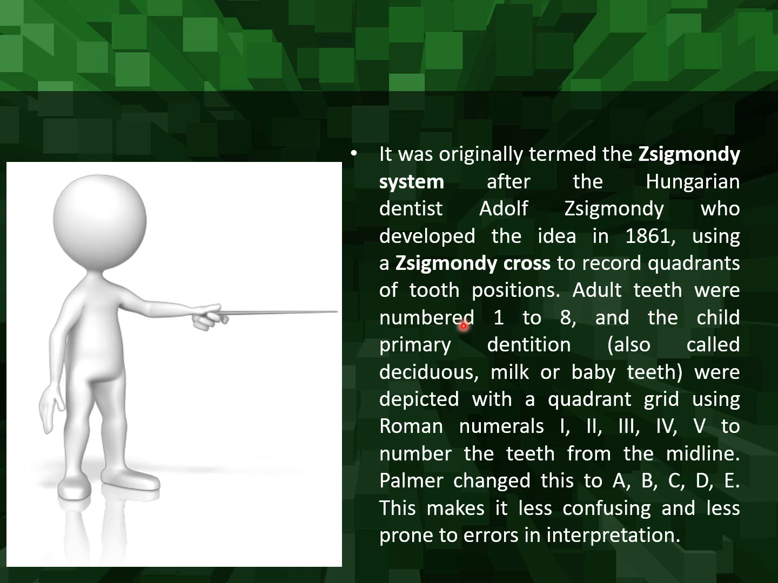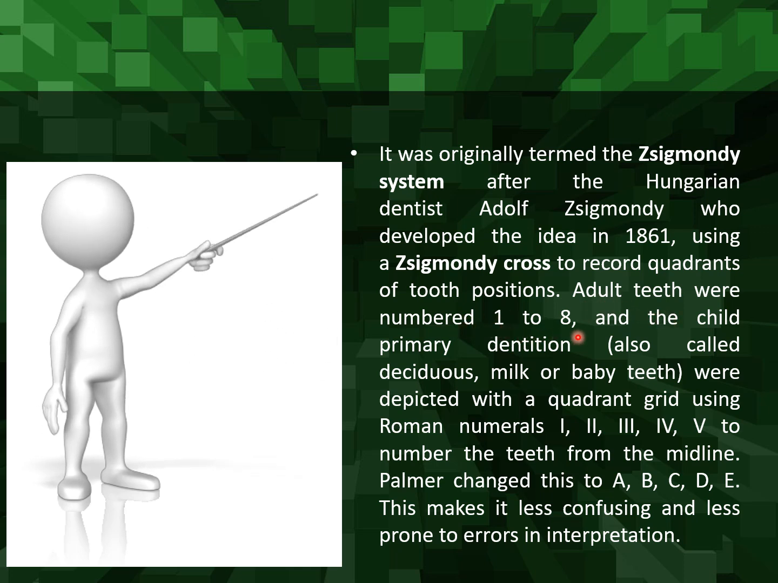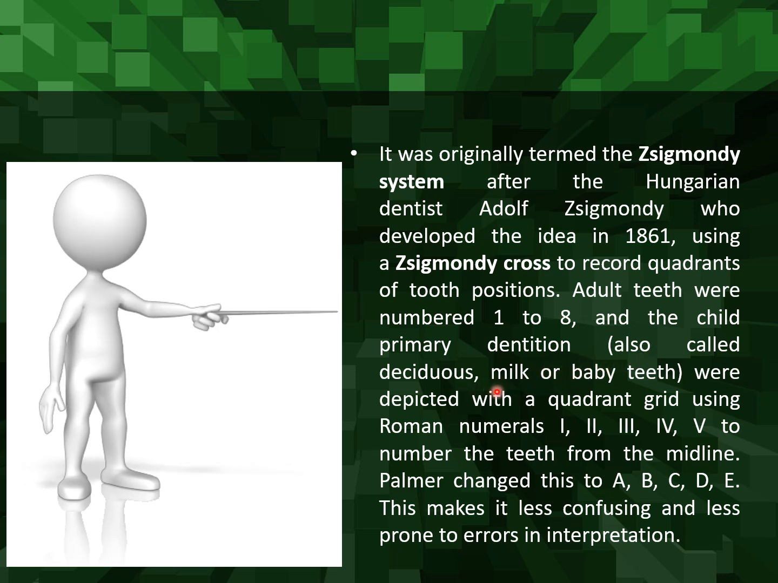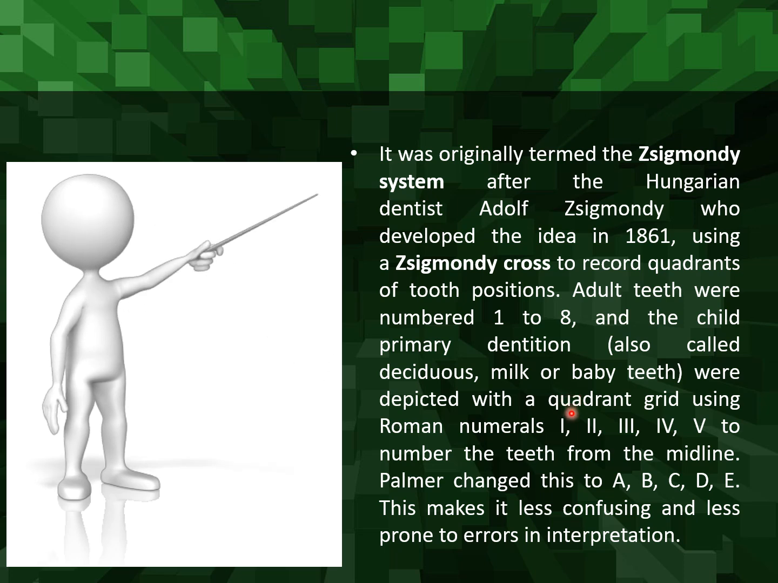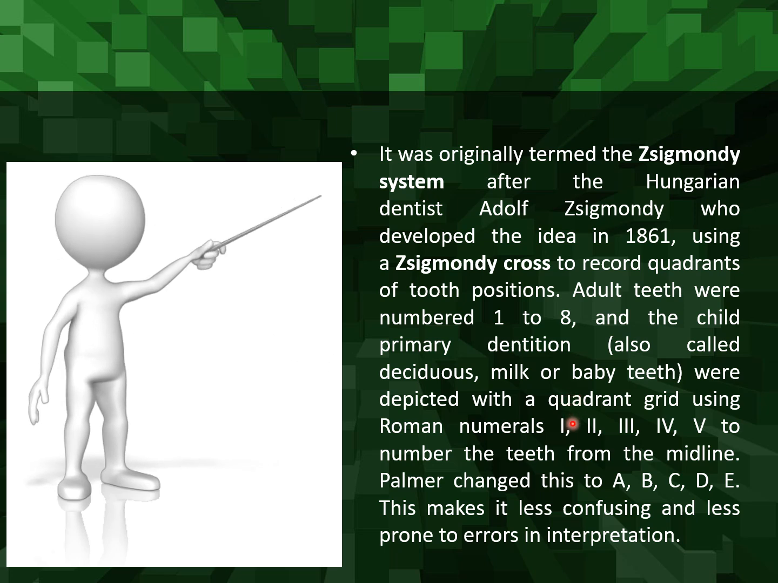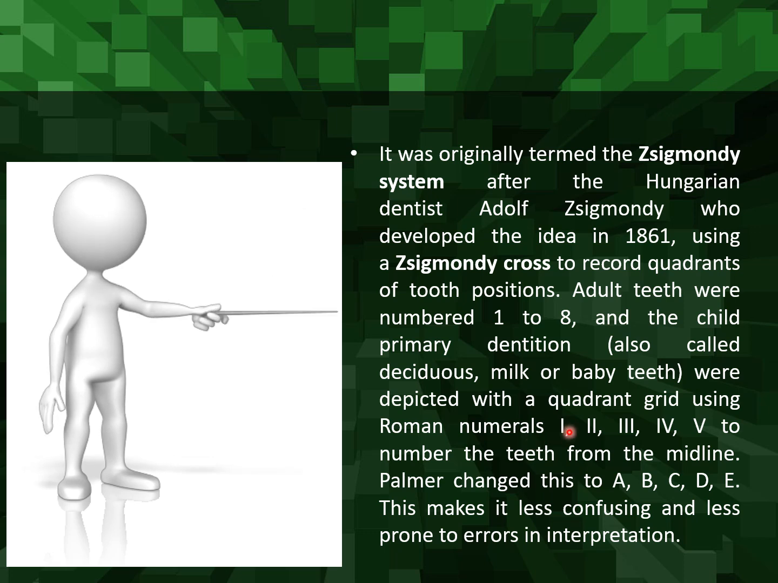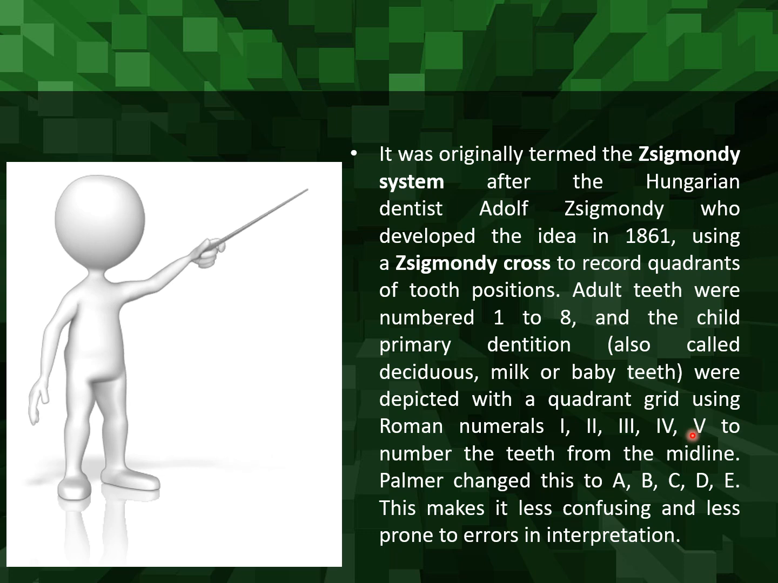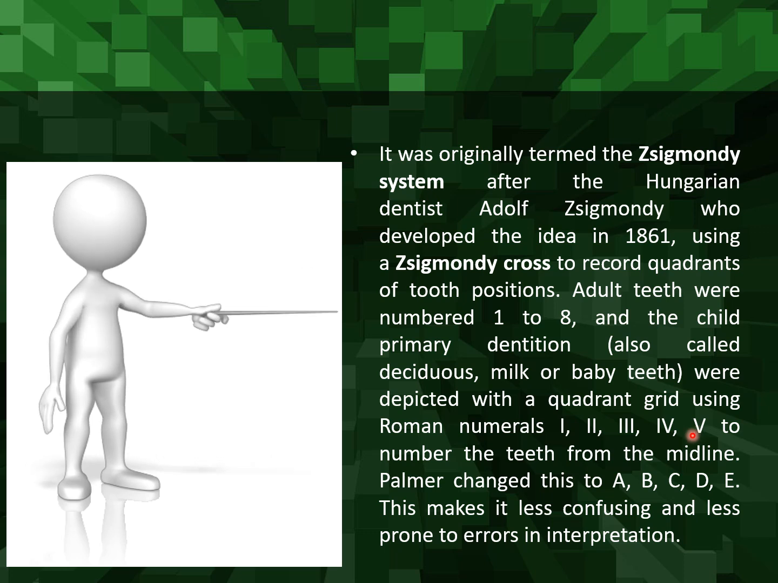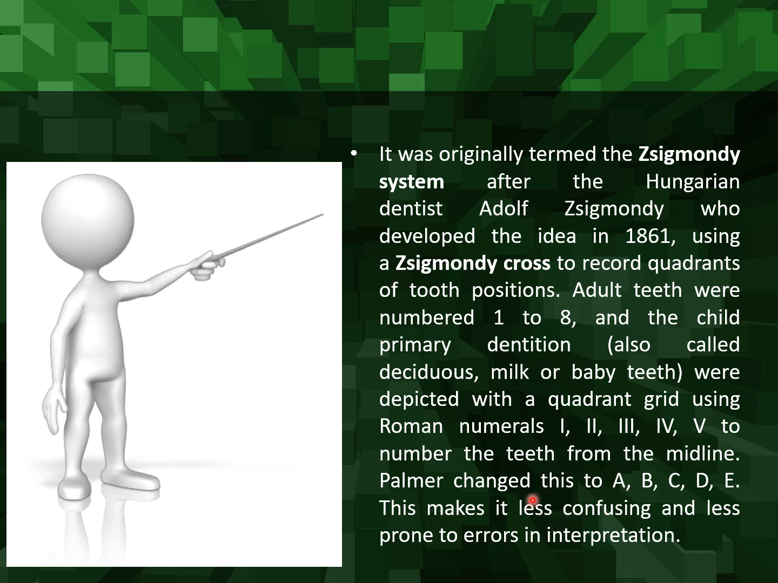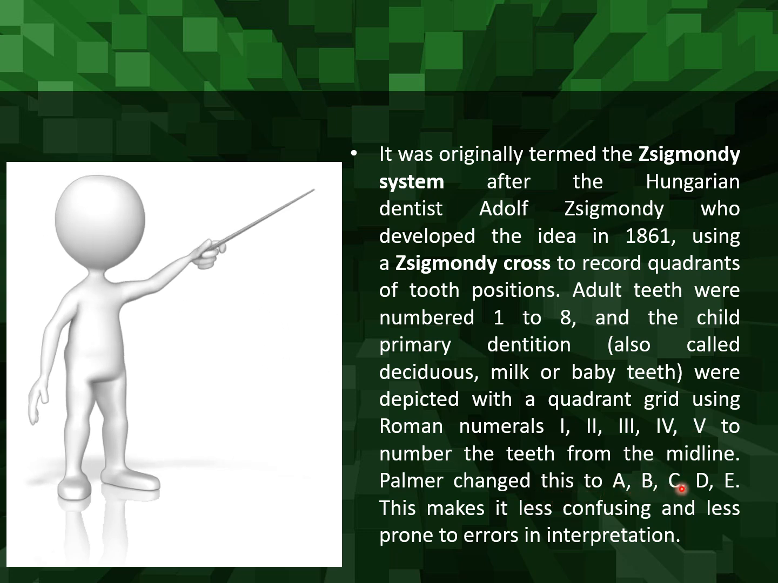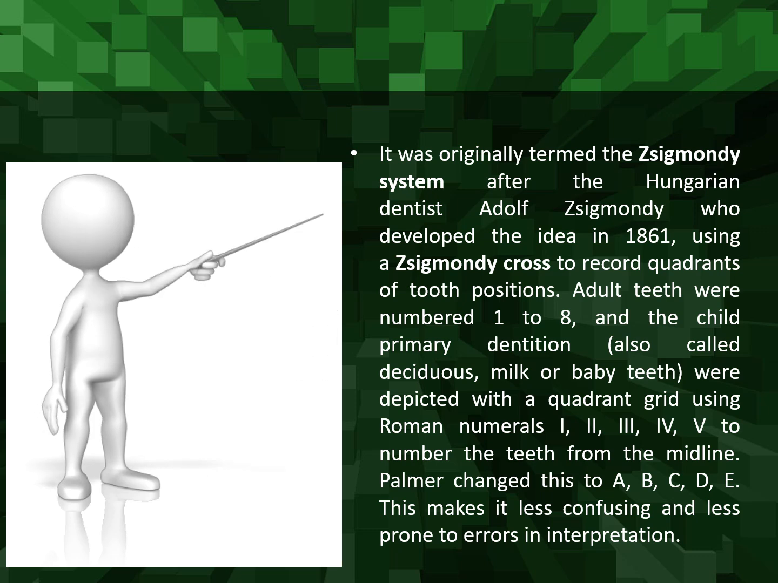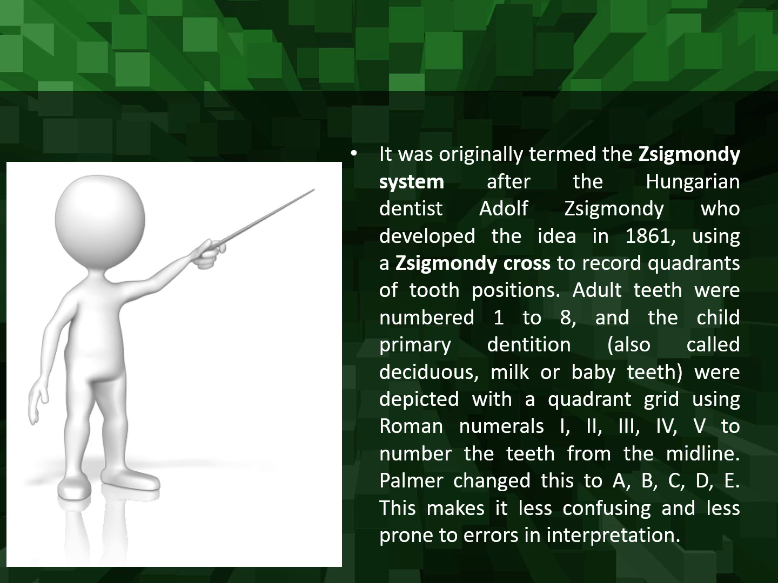Adult teeth were numbered 1 to 8, and the child primary dentition, also called deciduous, milk or baby teeth, were depicted with a quadrant grid using Roman numerals 1, 2, 3, 4, 5 to number the teeth from the midline. But Palmer changed this to A, B, C, D, E. This makes it less confusing and less prone to errors in interpretation.